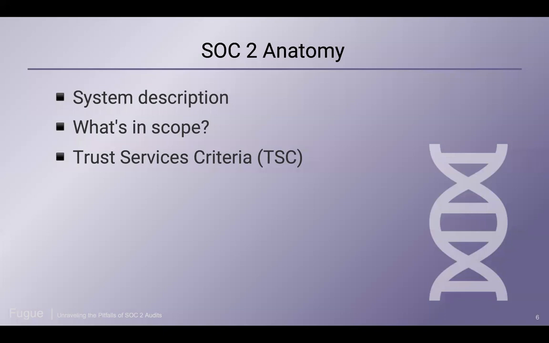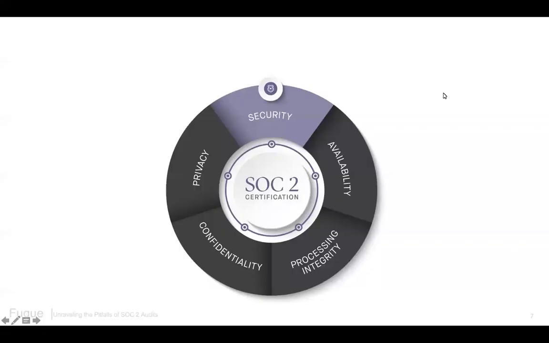And then finally, the selection of the trust services criteria, the TSC, that are going to be included with your audit. That's up for you and your auditor to determine. But as we continue to peel back the layers of this onion, I'm going to turn it over to Amelia, who's going to walk us through what all of these mean. Thank you for the introduction, Wayne.